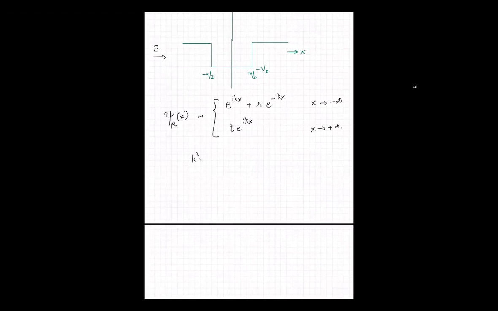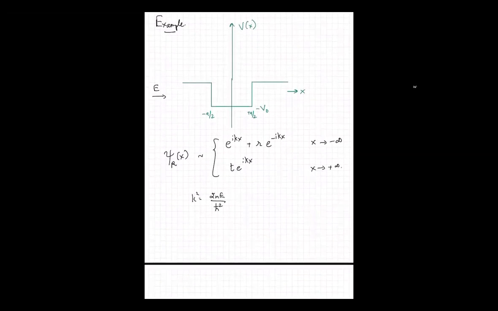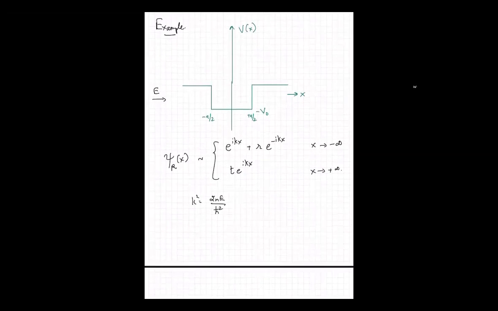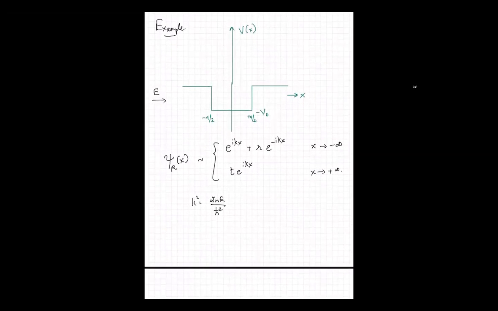K squared is 2mE over h bar squared. So K is related to the energy, right? If I throw the particle with a lot of energy, then I would expect that the potential will not have a lot of effect on this particle, because it's just going to zip through the potential, no matter what value V0 takes. Remember that here V0 is greater than 0. Okay, it's a potential well. So no matter what the value of V0, if the K of the particle is large enough, it's going to zip through. So whatever answers you get, it should reflect this fact.